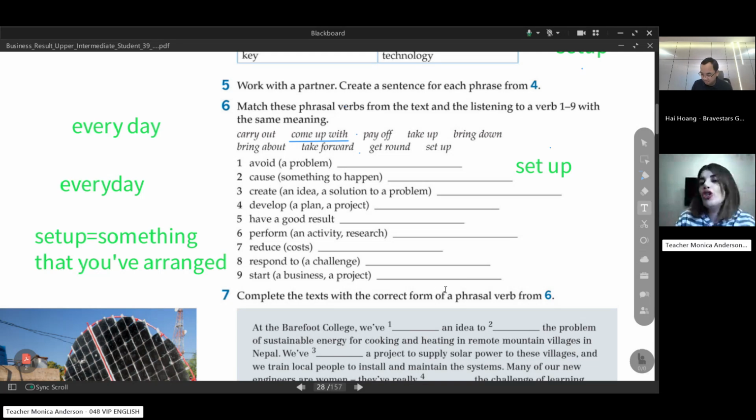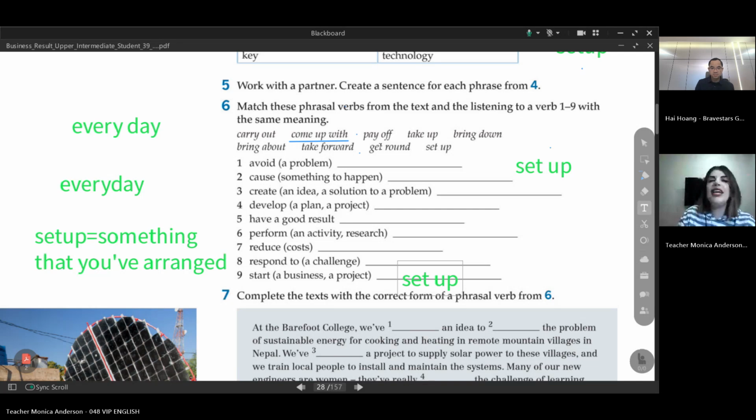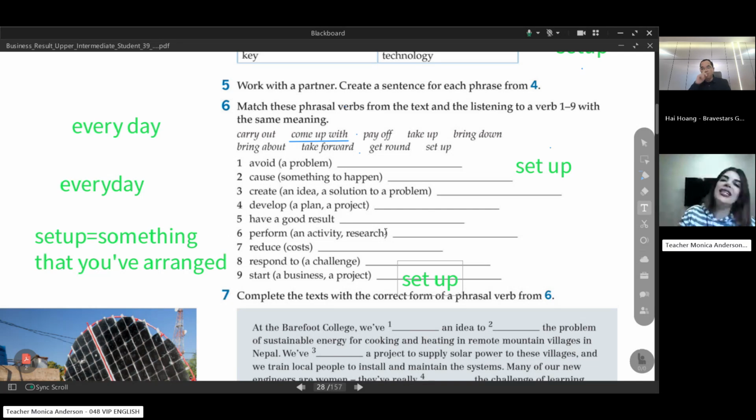So both of them, as I told you, depend on the context that you are using. So here, start, set up a business, since we can't use come up with a business. No, come up with a new idea is okay. So let's change: create an idea, come up with a new idea, and start a business, set up. So we can change them. But as I told you, you need to pay attention when using these phrasal verbs. They have different meanings in different contexts.